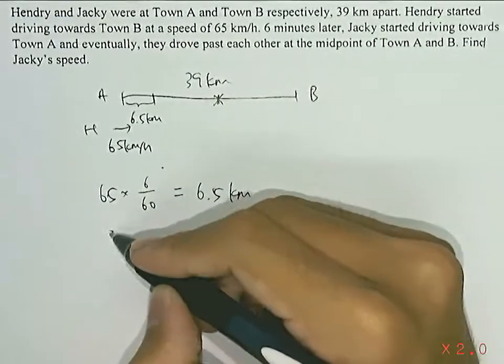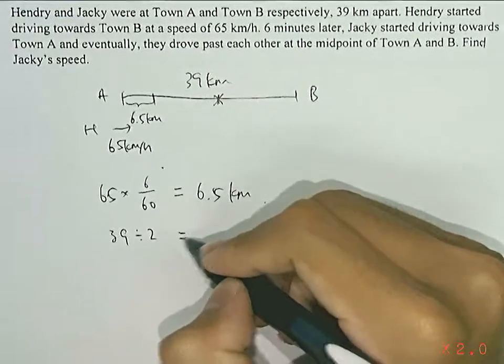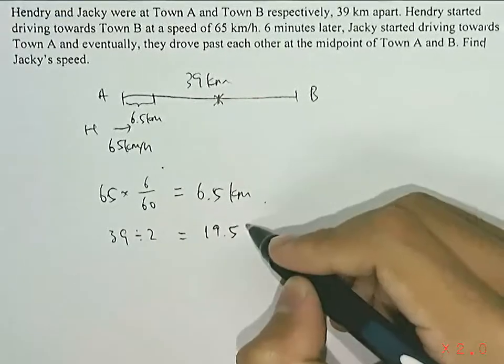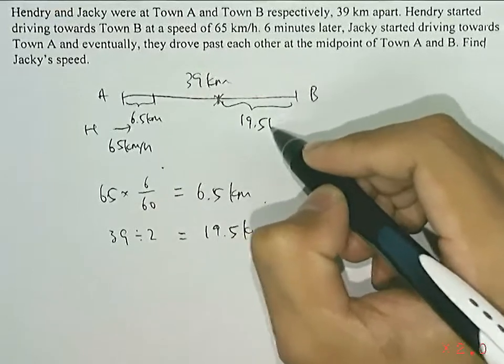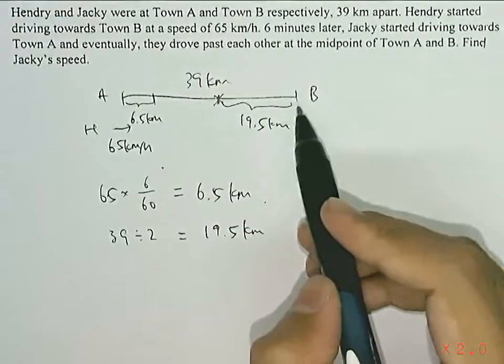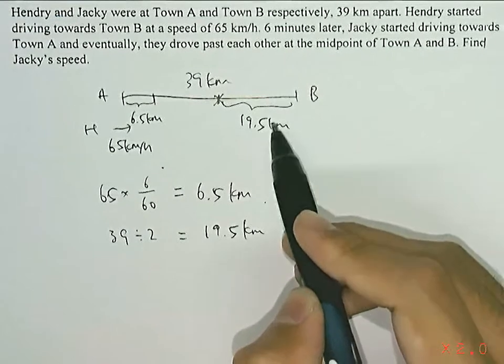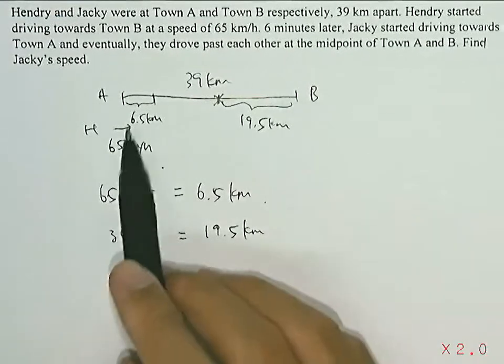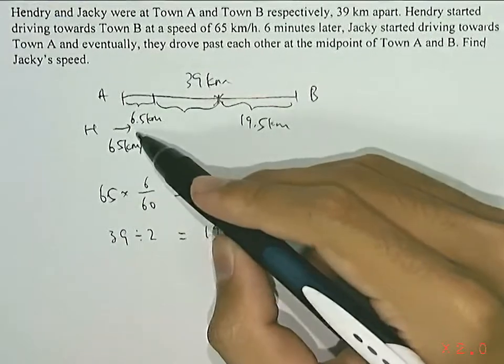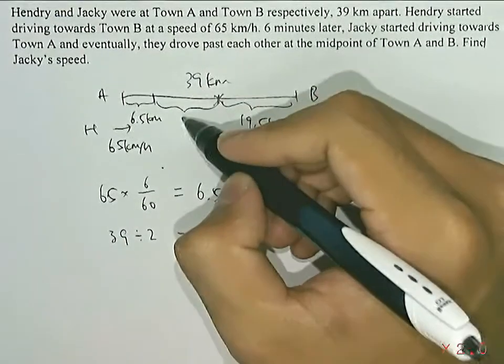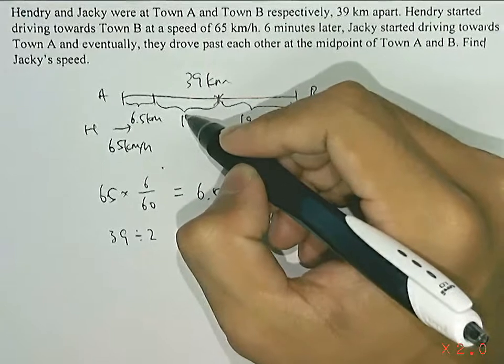Now we know that they met at the midway point, so we can find what's the distance for a midway of 39 dividing by 2. That gives us 19.5 kilometers. So this half here would be 19.5, which is the distance that Jackie traveled when he left town B. And for Henry, this remaining distance here will be 19.5 subtracting off 6.5, which would be 13 kilometers.